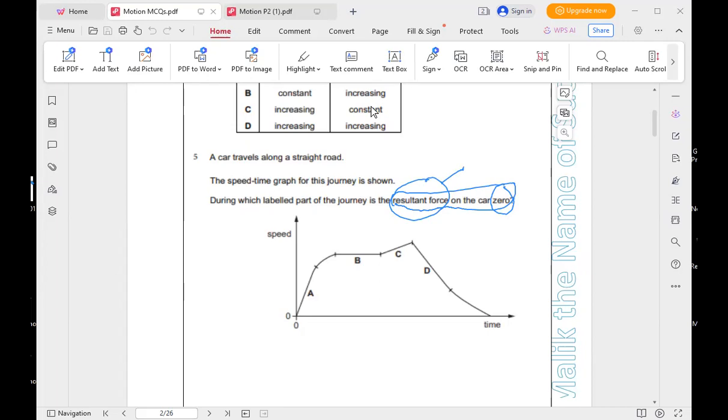So where is the speed constant in the graph? Not A, B. A, we have speed increasing here. Then, oh yeah, I forgot that.